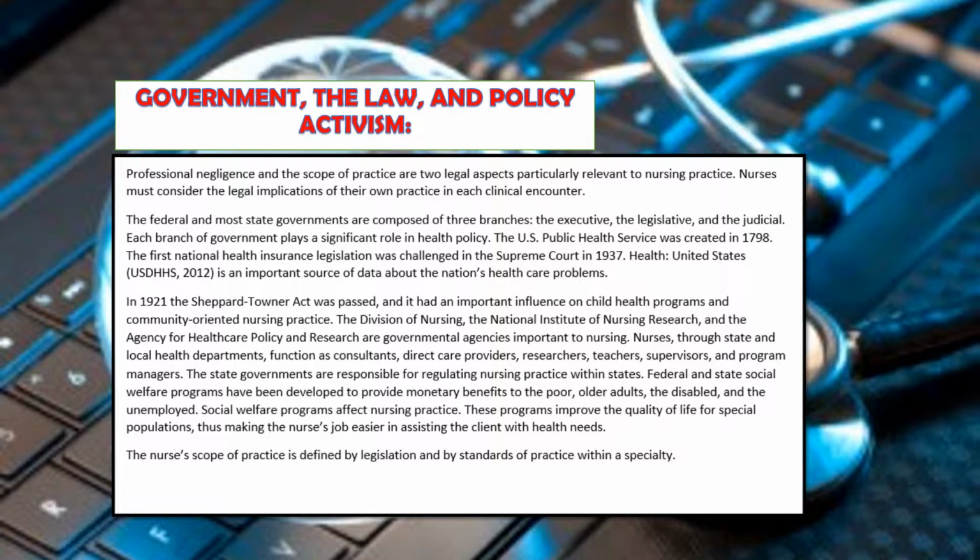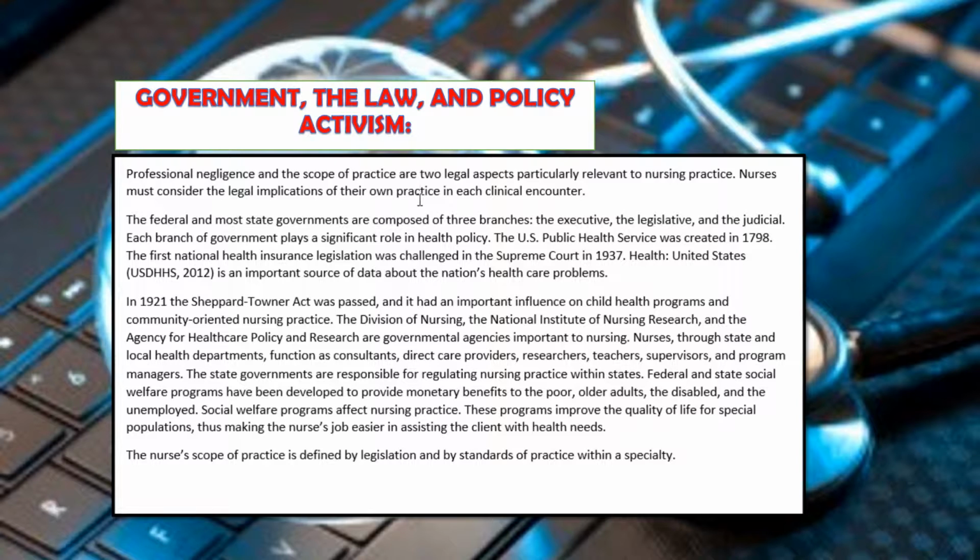There are a few things I want to point out as we do this overview. Professional negligence and the scope of practice are two legal aspects particularly relevant to nursing practice. You've heard this terminology before: professional negligence and the scope of practice. What nurses must consider is the legal implications of their own practice in each clinical encounter. The federal and most state governments are composed of three branches: the executive branch, the legislative branch, and the judicial branch. Each branch of government plays a significant role in health policy.